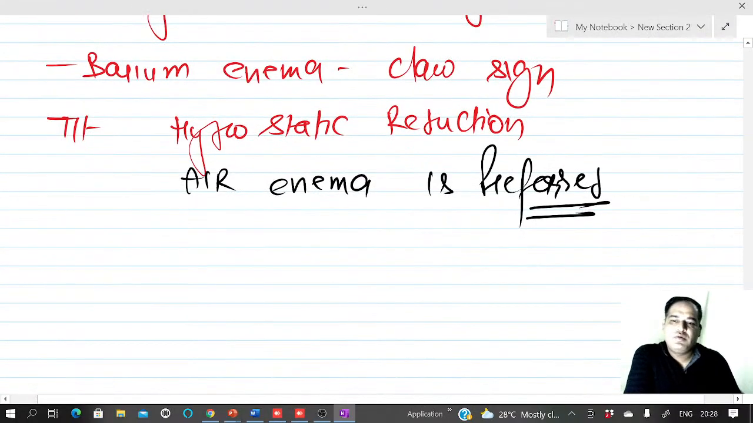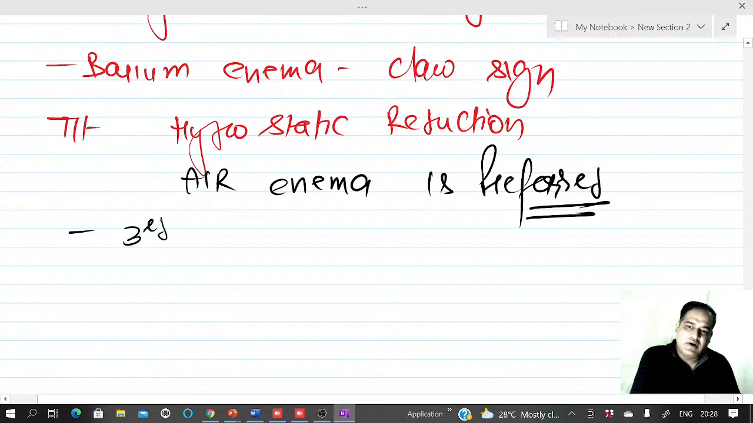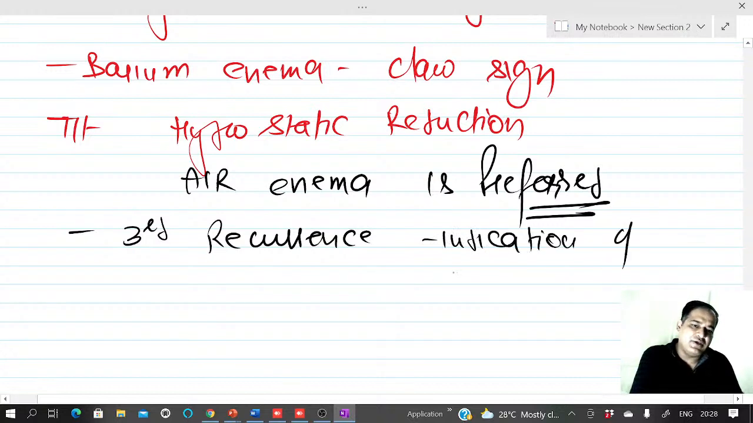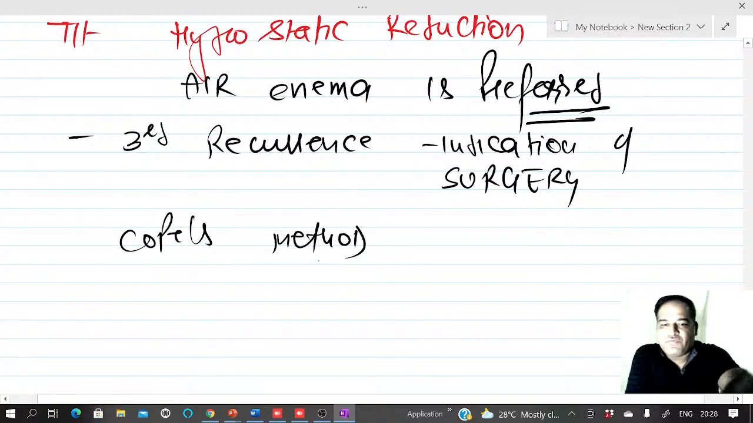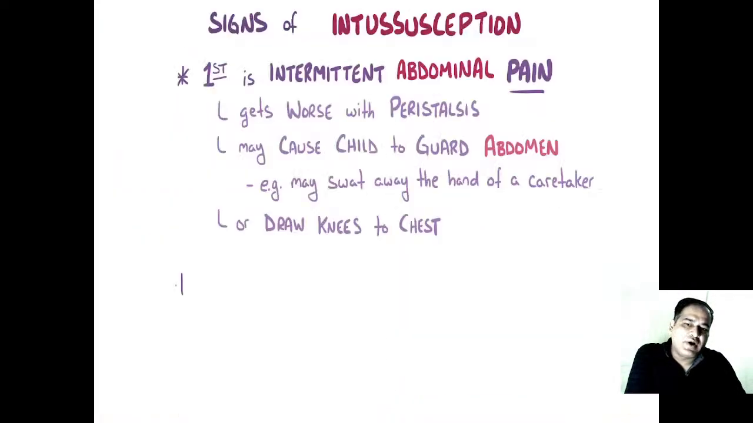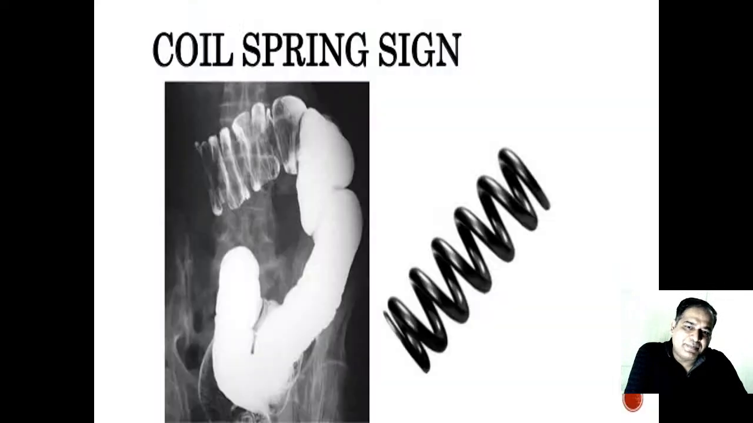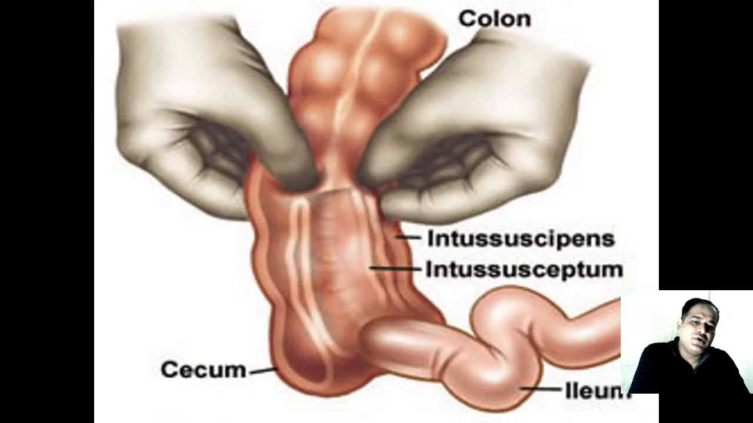Now, if there is a third recurrence, it is an indication of surgery. And which method do we use? We use Cope's method of reduction of the intussusception. Cope's method, you can see on your screen. So Cope's method, what do we do? We just keep on milking it like this, fine.